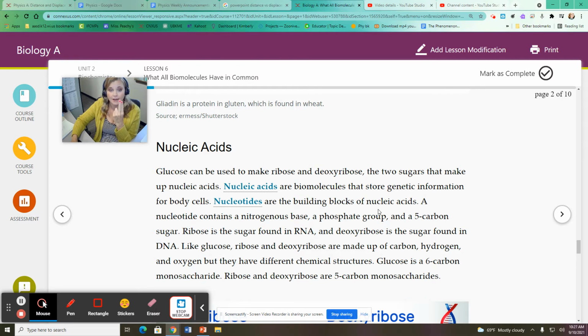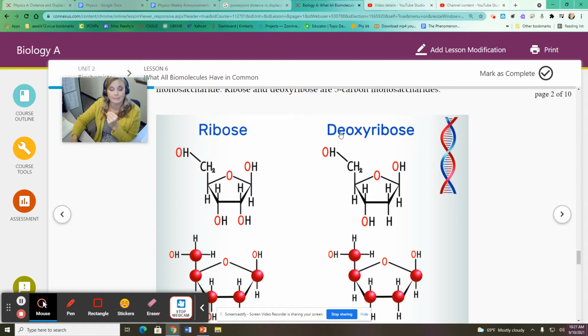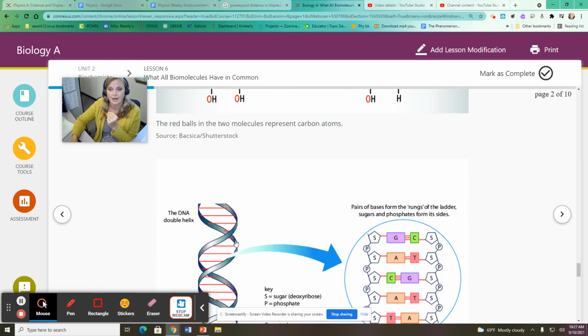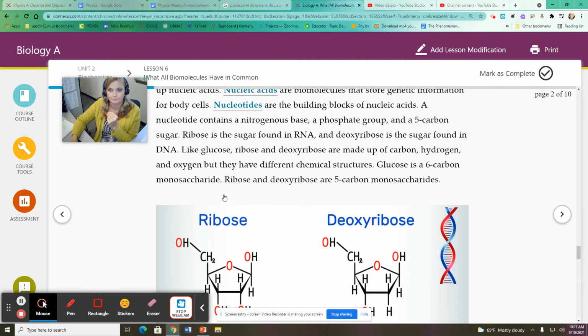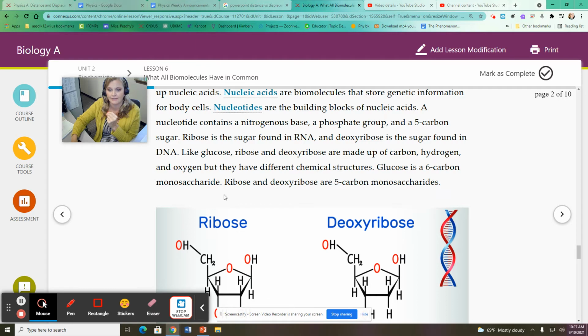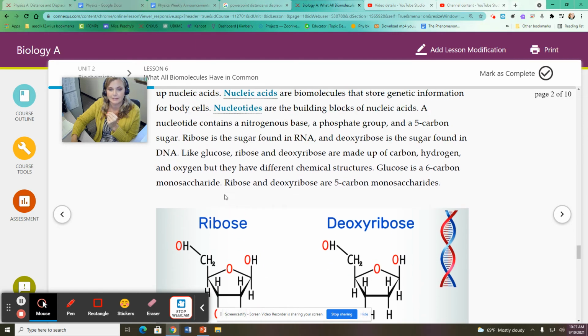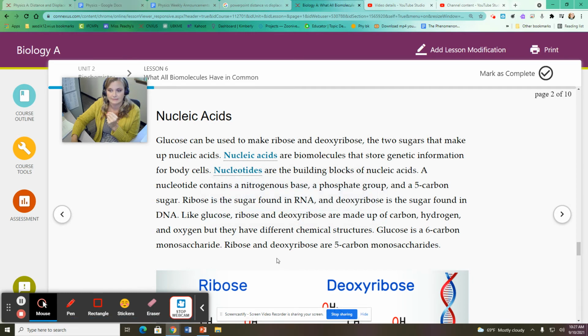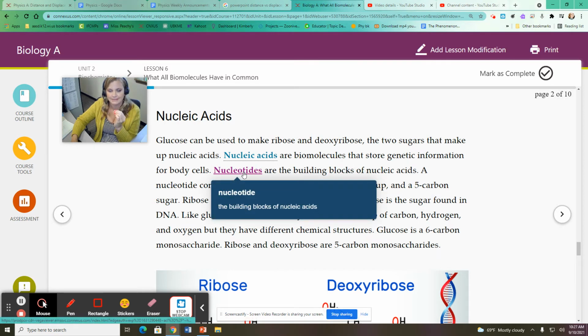Nucleic acids, there are two kinds. We have DNA and RNA. DNA uses a type of sugar called deoxyribose sugar. RNA uses a type of sugar called ribose sugar. DNA is double-stranded, a double helix. RNA is single-stranded. The other difference between DNA and RNA is that they have slightly different nucleotides. So, building blocks. What are the Legos in nucleic acids? Those are nucleotides.